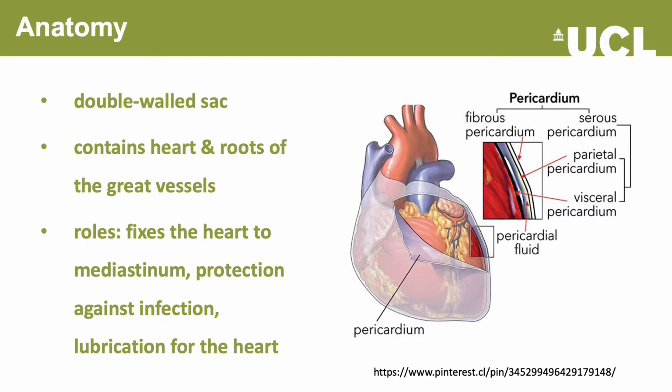Let's just remind ourselves of the anatomy of the pericardium. So it's a double-walled sac. It contains the heart and roots of the great vessels, and it has a particular role in fixing the heart to the mediastinum, protection against infection, and of course lubrication for the heart.